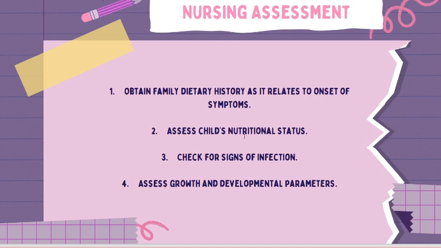Next, number three, check for the signs of infection if the patient has the symptoms of diarrhea, fatigue, weight loss, bloating and gas, and abdominal pain. The patient already has celiac disease. So, number four, assess growth and developmental parameters. Basic growth assessment involves measuring a child's weight, length, or height and comparing these measurements to growth standards.